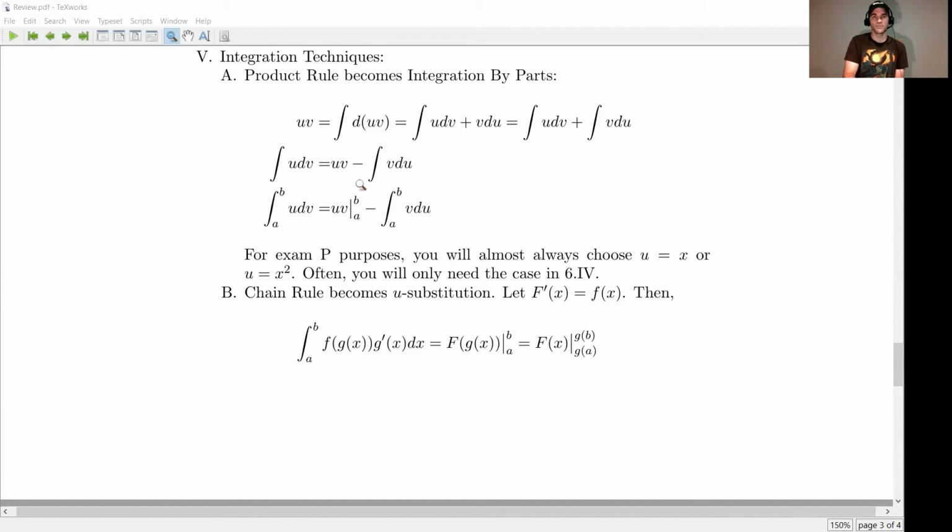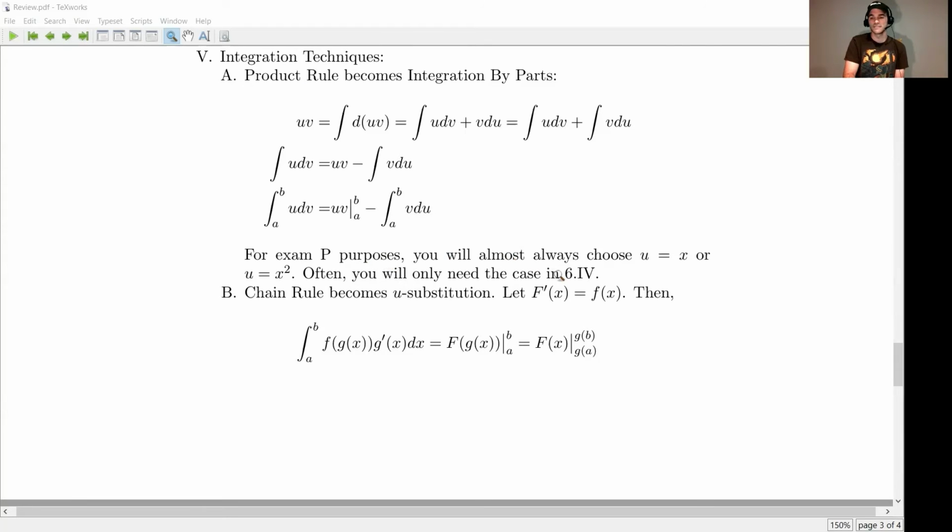Oftentimes, when you use integration by parts, you want to evaluate between two bounds. And to do that, you just evaluate all three parts between those bounds. The integral from a to b of u dv is equal to the product of u and v when you find the difference of the product at the values b and a, and then subtract the integration from a to b of v du. For exam P purposes, you will often only need to use this when u is either x or x squared, and often also v will be a function like e to the minus x.